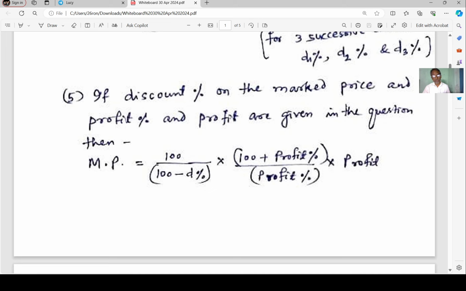Formula 5. If discount percent on the marked price, profit percent and profit are given in the question, that means three things are given. Generally discount percent is calculated on marked price. Then marked price of the commodity can be calculated by 100 divided by 100 minus D%, multiplied by 100 plus profit percent divided by profit percent, multiplied by profit.